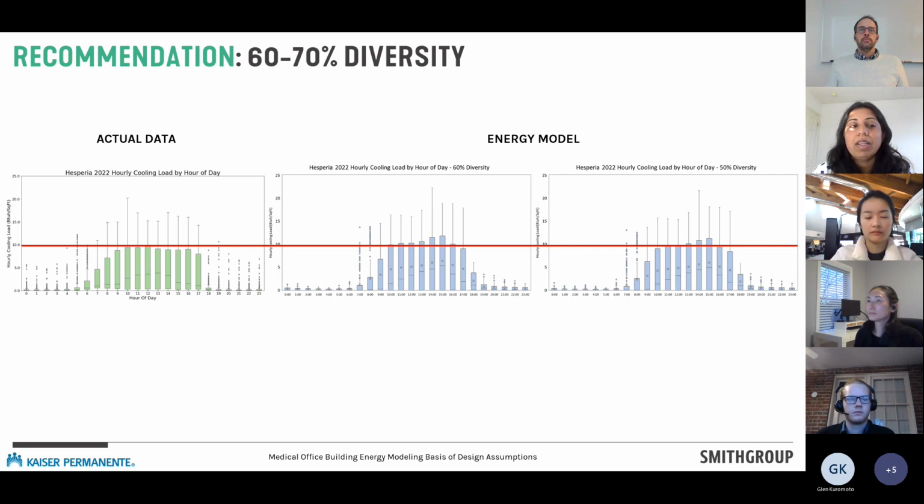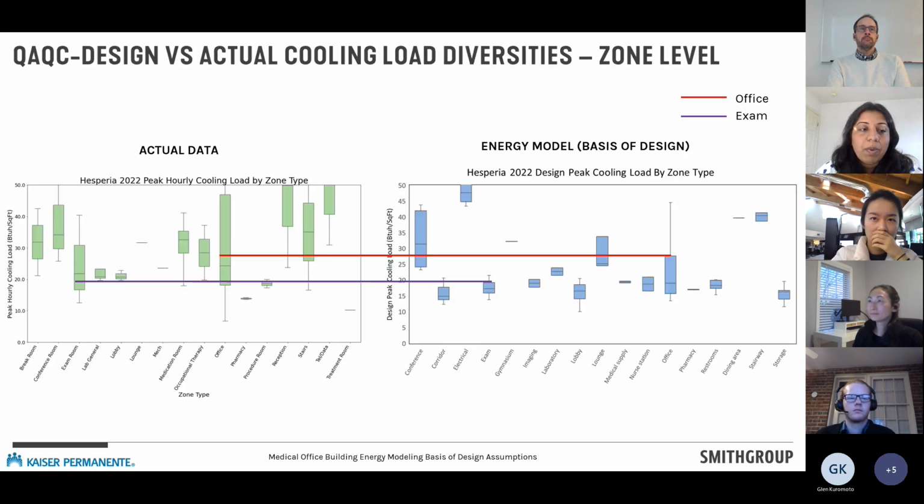Hence our recommendation is to use 60 to 70% diversity, not exactly 50%, because of unknown situations that might occur. Also, given the temperature is rising and for future temperature changes, it's advisable to go with 60 to 70% diversity. Okay, moving on.